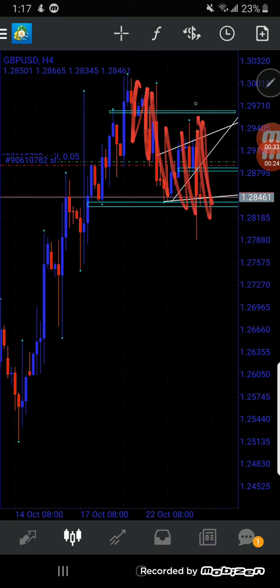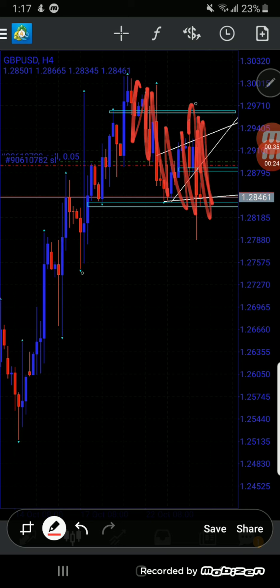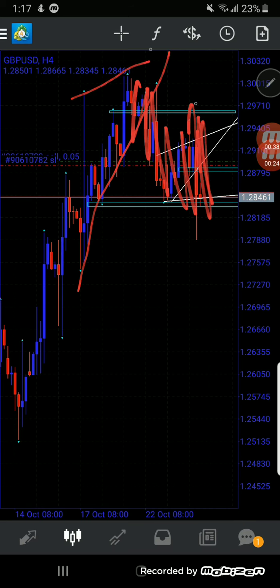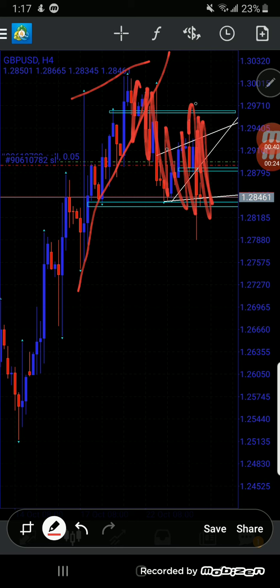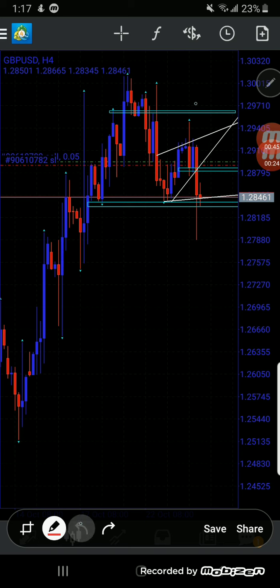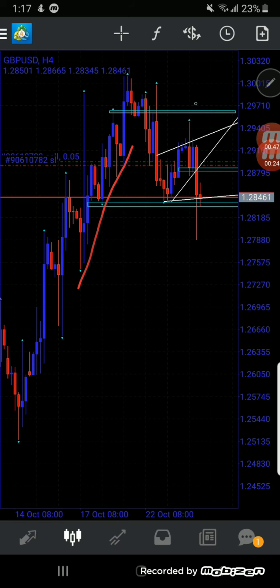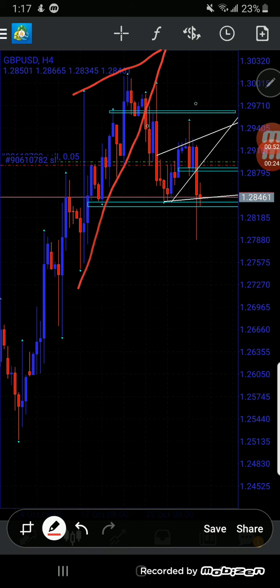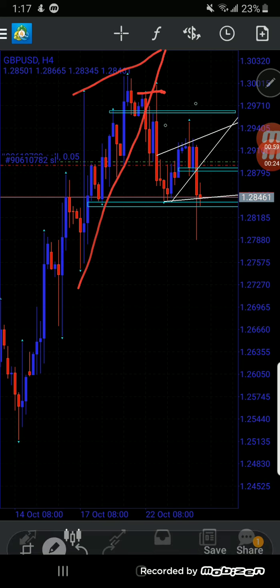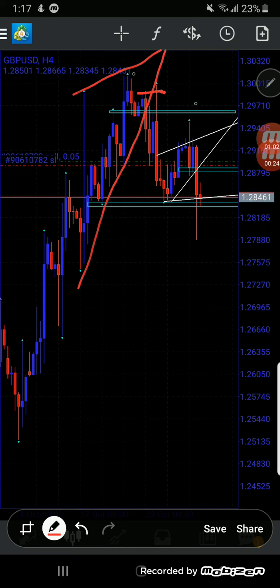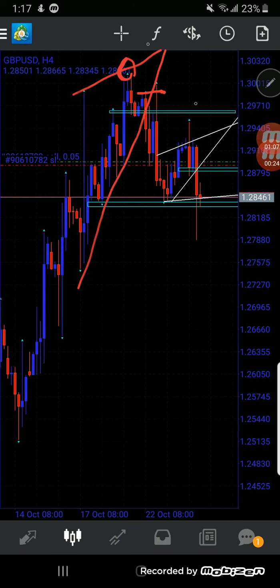None of this existed right here. At this point, you had a wedge. So, knowing that it was just a wedge, you could have just waited for it to break. So, in reality, you could have entered there. Or on a lower time frame, you could have caught it at the top of the pattern.